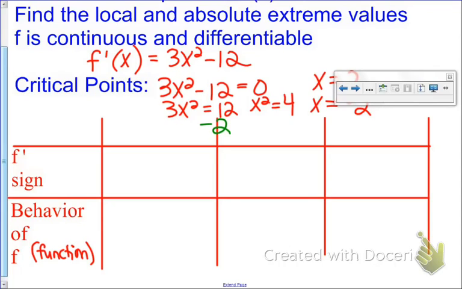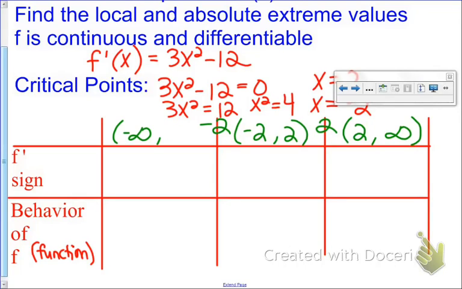So I'm going to label the chart with the 2 critical points. There are no endpoints here, so I'll put the intervals here. This would be from 2 to infinity, this will be from negative 2 to positive 2, and this would be from negative infinity to negative 2. Those are the intervals that separate negative 2 and 2.